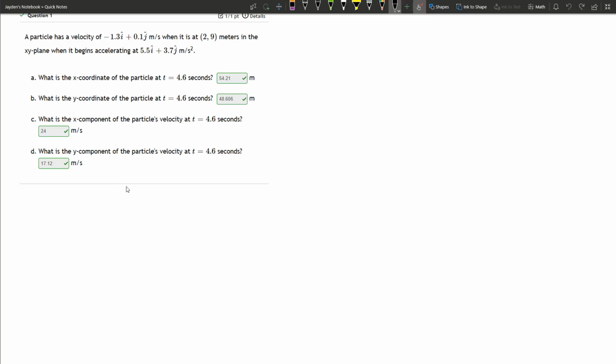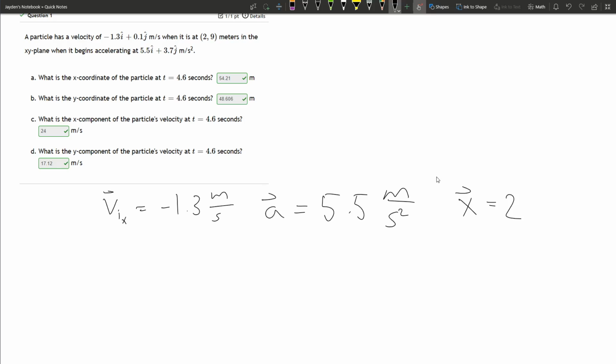So we do know many initial values. We know the initial velocity in the x direction is negative 1.3 meters a second. We know the acceleration initially is 5.5 meters per second squared in the x direction. And the initial position is 2 in the x direction.